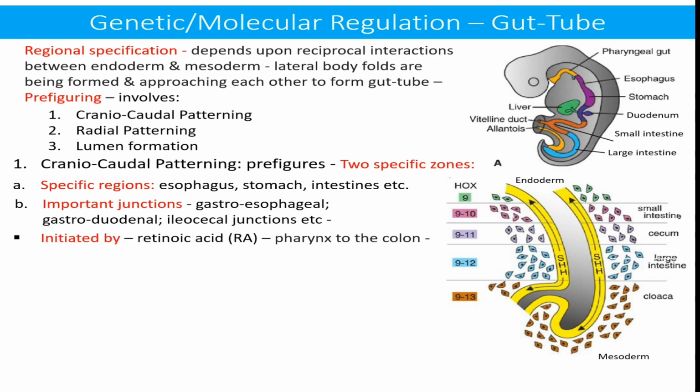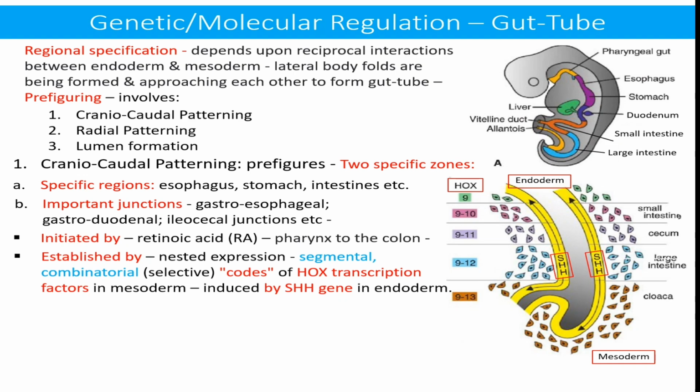This patterning, that is craniocaudal patterning, is initiated by retinoic acid, which is present in the wall of the gut from the pharynx to the colon, and is established by nested expression of segmental, selective or combinatorial codes of FOX transcription factor in the mesoderm. And this transcription factor is induced by the SHH gene present in the endoderm.